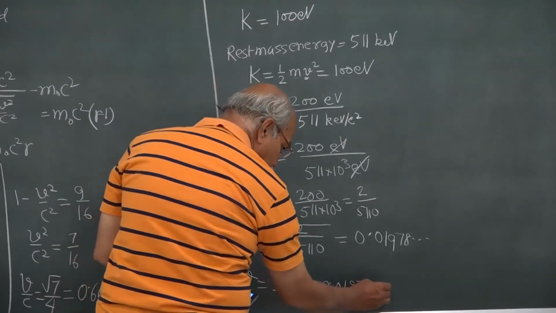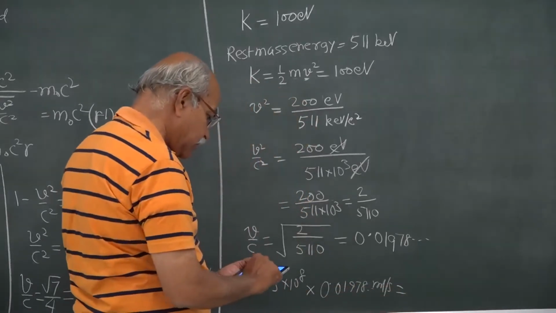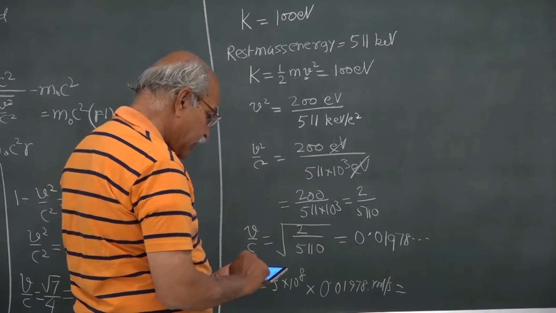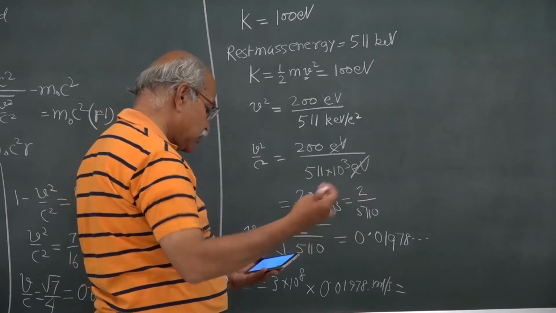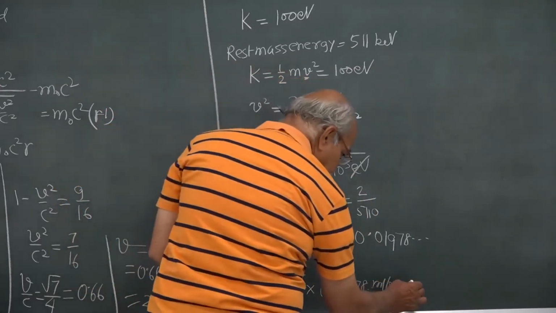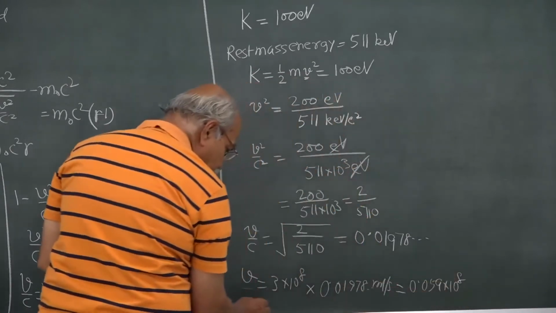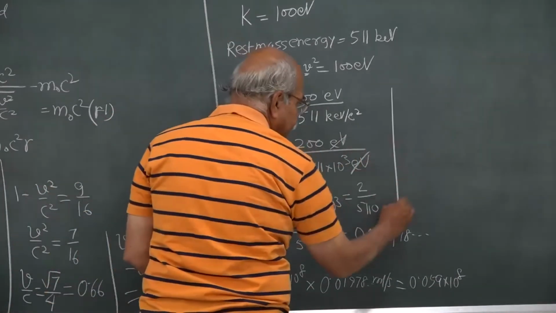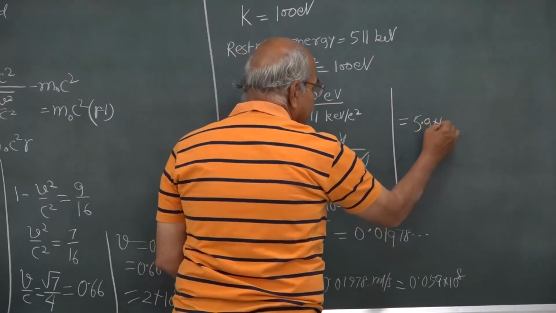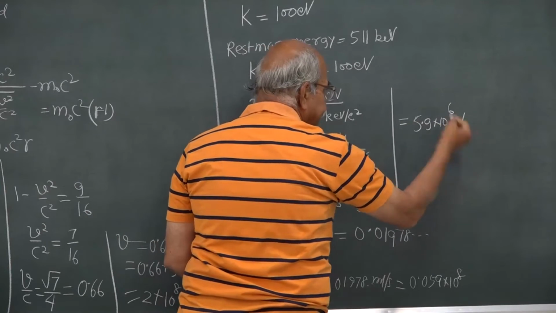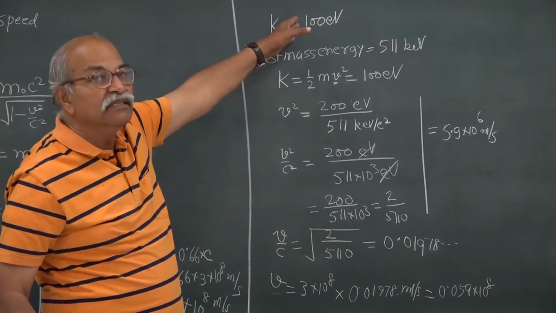So, in meter per second, I multiplied 3 into 0.01978 and that is 0.05935 etc. We will stop at 0.059. So, it is 0.059 into 10 power 8, which is say 5.9 times 10 power 6 meter per second. So, that is the speed if it is 100 eV.